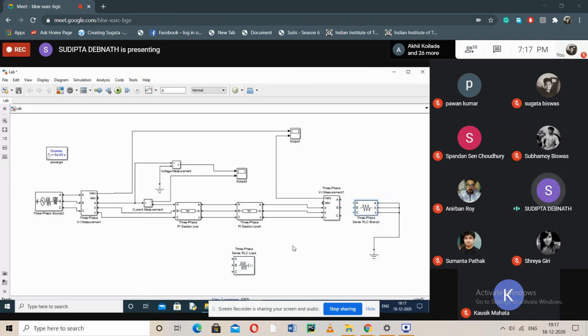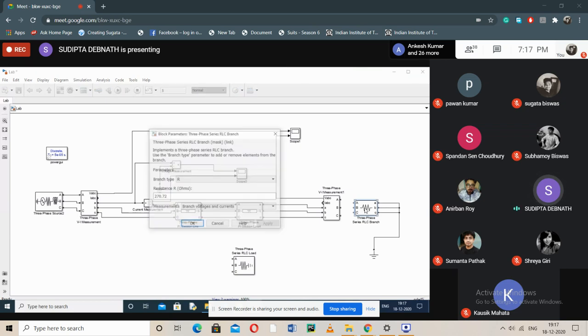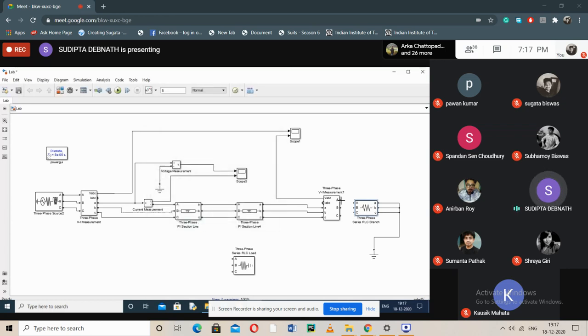So what we are doing, see, we are connecting simply a resistance. Branch type is R, a resistive branch of value 270.72, as a load in the transmission line. So this will also act as surge impedance loading, because under surge impedance loading, the load is purely resistive. So we have simulated this surge impedance loading in another way.